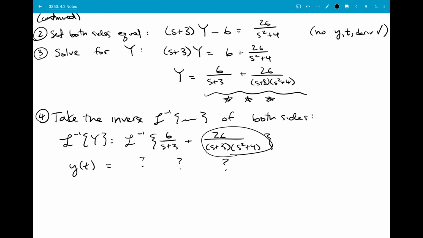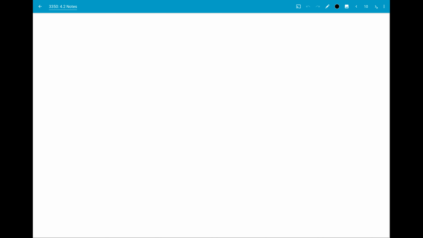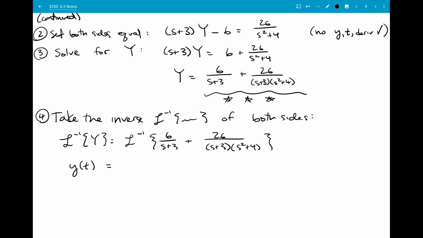We just got to this problem where we want to take the inverse Laplace transform of the right-hand side, but we can't because we don't know how to take the inverse Laplace transform of 26 over s plus 3 times s squared plus 4. So I'm going to move over to this page to do a little bit of algebra that's necessary here, and then we'll come back here to plug it in in a second.